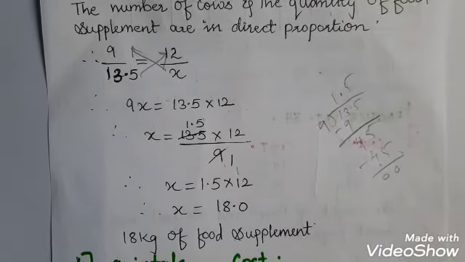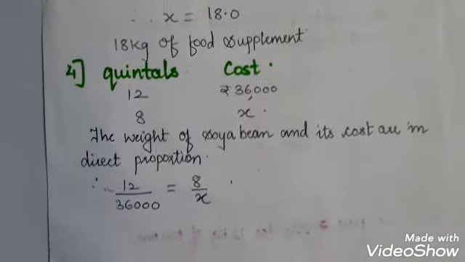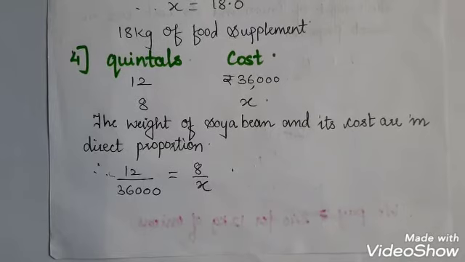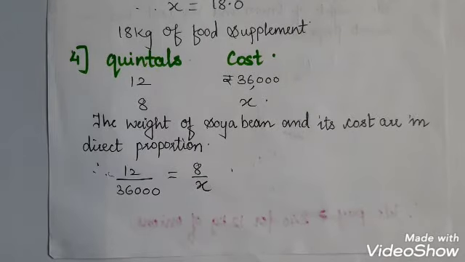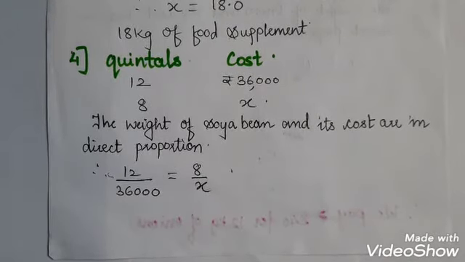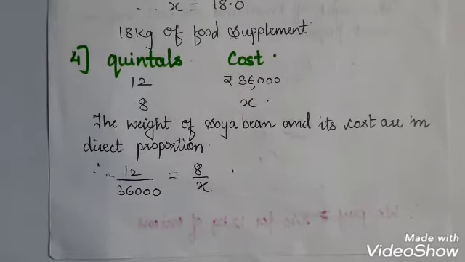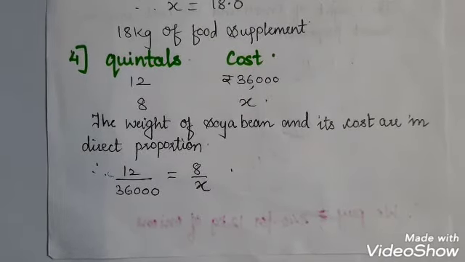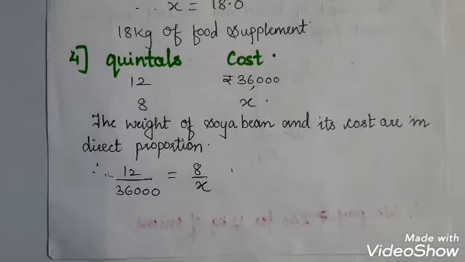Next, the fourth sum. The cost of 12 quintals of soya bean is 36,000 rupees. Now here the quantity of soya beans is given to us in the form of quintals. What is quintal? It's a unit like kg, grams. There is a unit called quintal. Okay, so the cost of 12 quintals of soya bean is rupees 36,000.